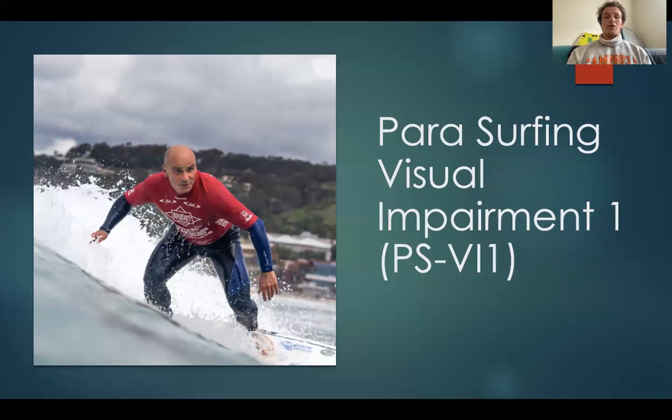Last but not least, we're going into parasurfing visual impairment 1, PSV1, VI1. This discipline is for surfers who have a visual impairment with total blindness. Athletes in the sport are permitted to have support getting into and out of the water and on and off of their surfboard, but are required to be independent in the water during their competition heat.